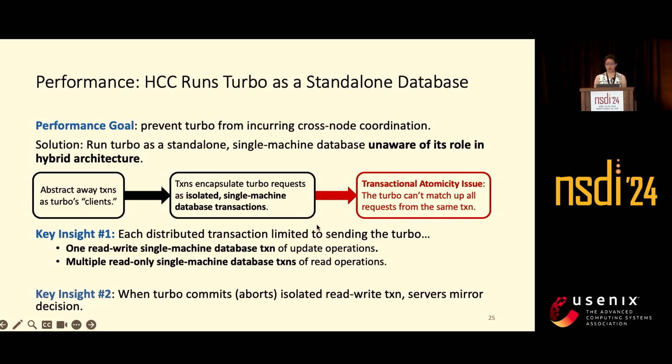The turbo and servers must also unilaterally agree to commit or abort the transactions. But they're not permitted multiple rounds of communication like they would be in two-phase commit. Our solution is that when the turbo commits its isolated read-write transaction, the servers simply mirror that decision.